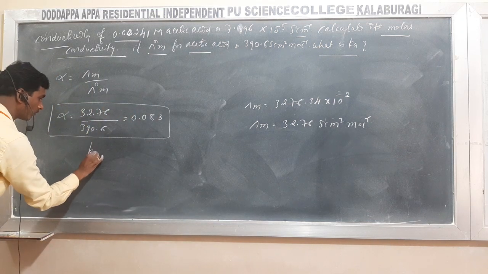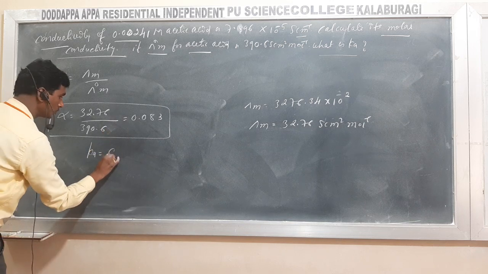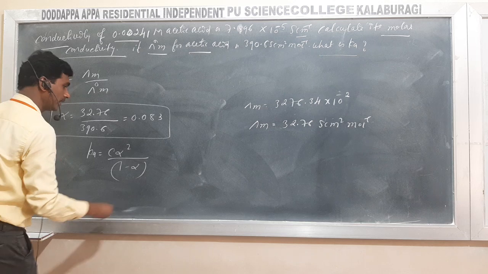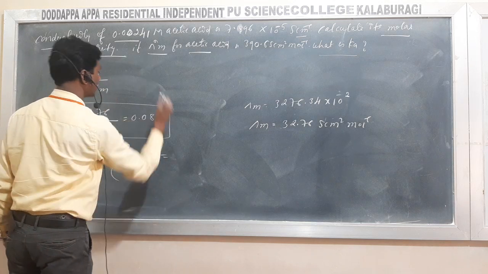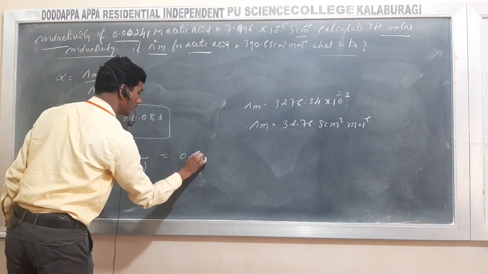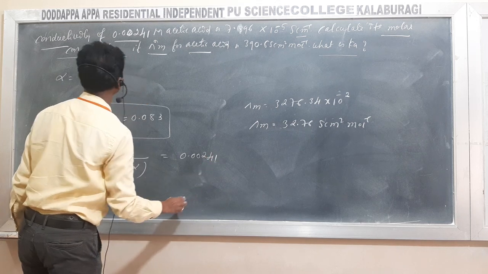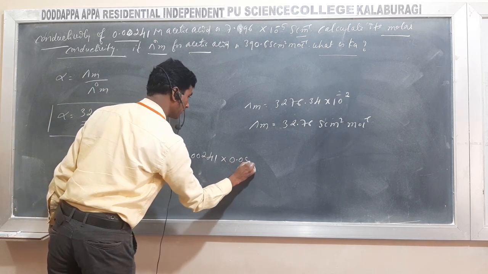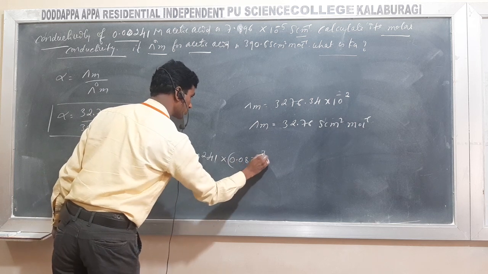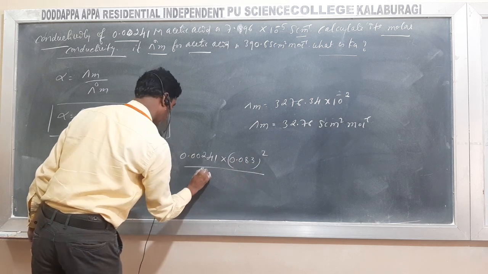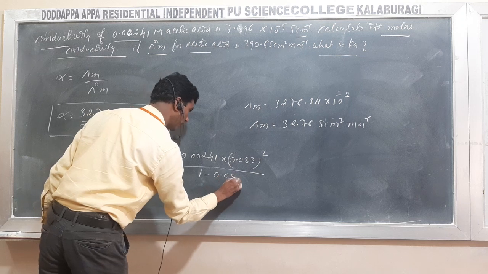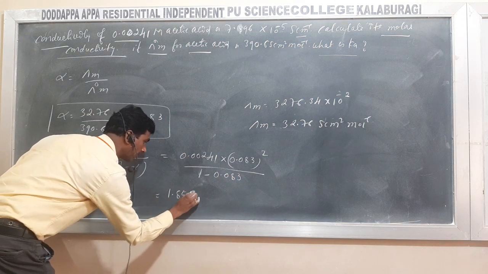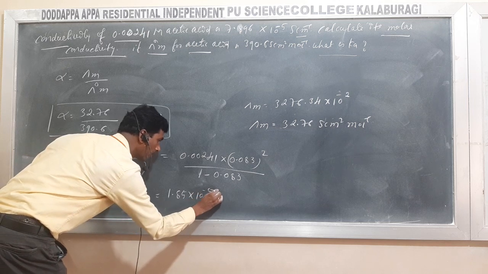After getting alpha, you go for the dissociation constant: K equals C alpha square divided by 1 minus alpha. The concentration is 0.00241 and alpha is 0.083. So C alpha square divided by 1 minus 0.083, and the answer is 1.85 into 10 to the power of minus 5.